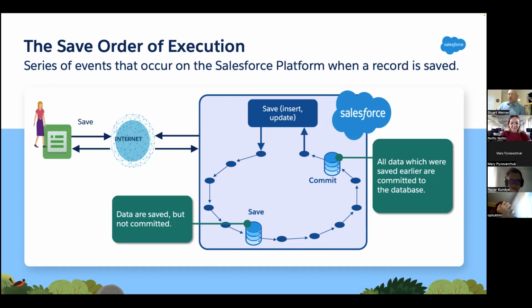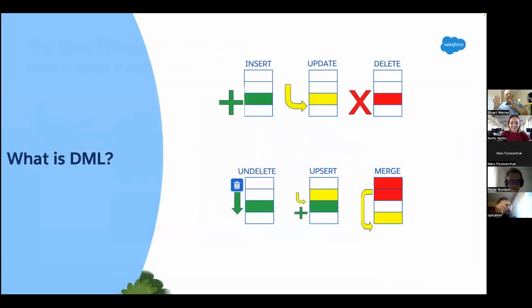All right, cool. And just make sure, when I kept saying DML, database manipulation language. If you're familiar with relational databases, we're talking about insert, update, delete, undelete. Then in Salesforce, we have upsert, which is a combination of insert and update in a single operation. And we have merge, which is a combination of update and delete in a single operation. So when we perform a save operation, that is insert and update.